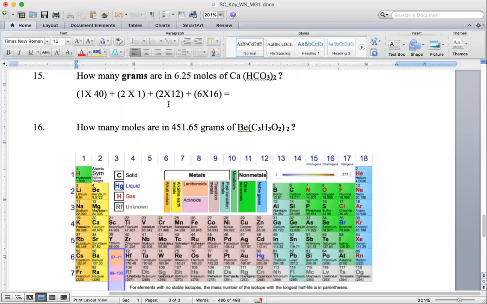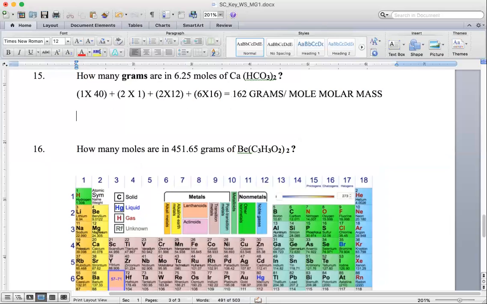If we do the math here, we get 42 plus 24 plus 96. That brings us to 162 grams per mole. Okay, so the next step would be to find grams given moles.